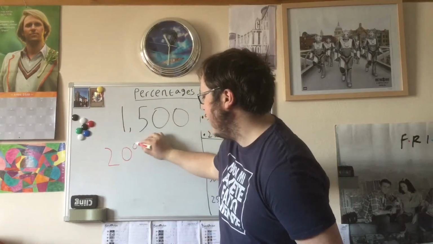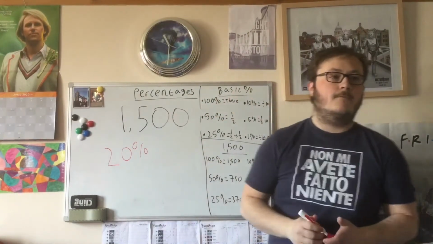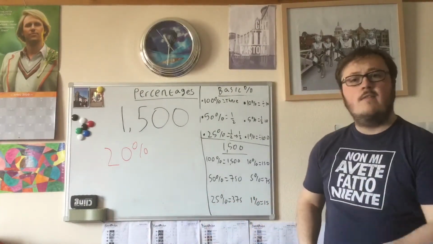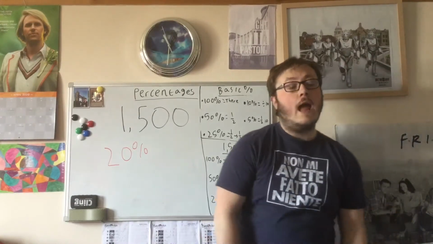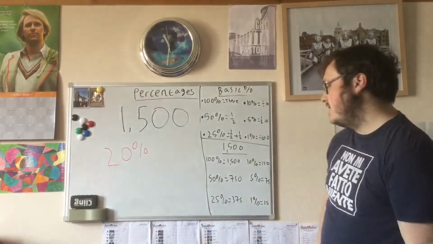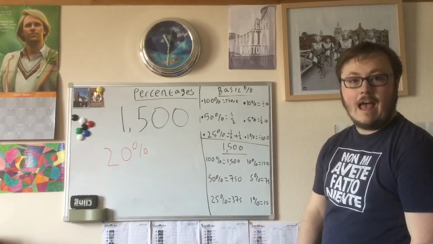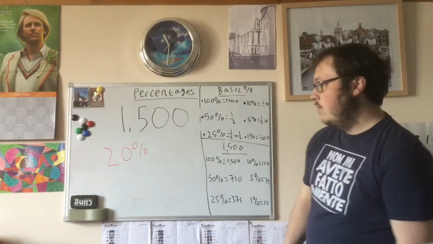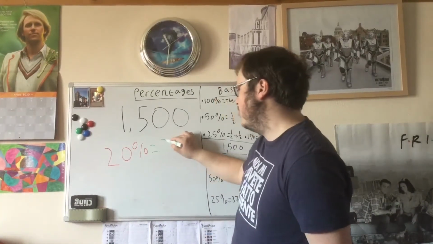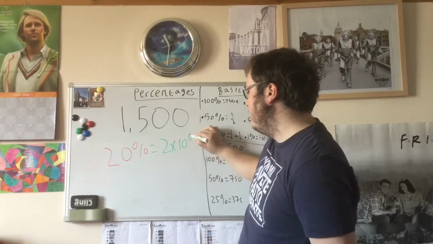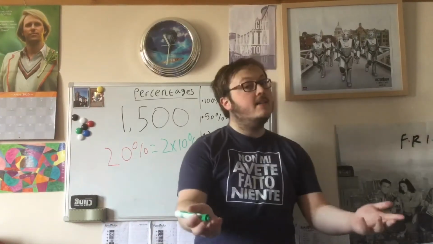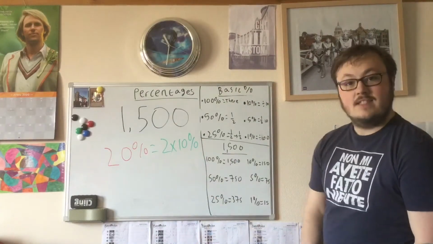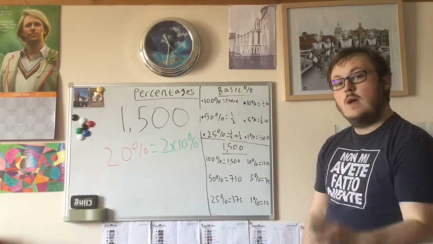Because now I want you to find 20% of 1,500. Now we haven't done 20% yet. We've only gone over these 6. So how could we find 20% with what we have? Well, what is 20%? If you think about it, 20% is just 2 times 10%. It's just double 10, isn't it? Double 10 gets us 20. So if we doubled 10%, we would find what 20% is.